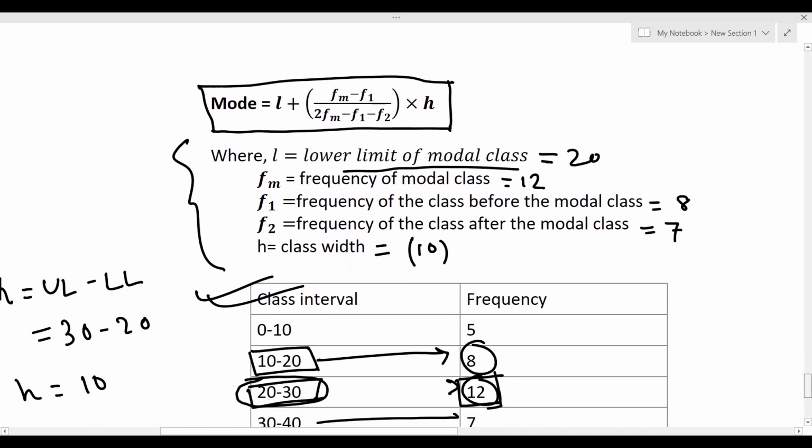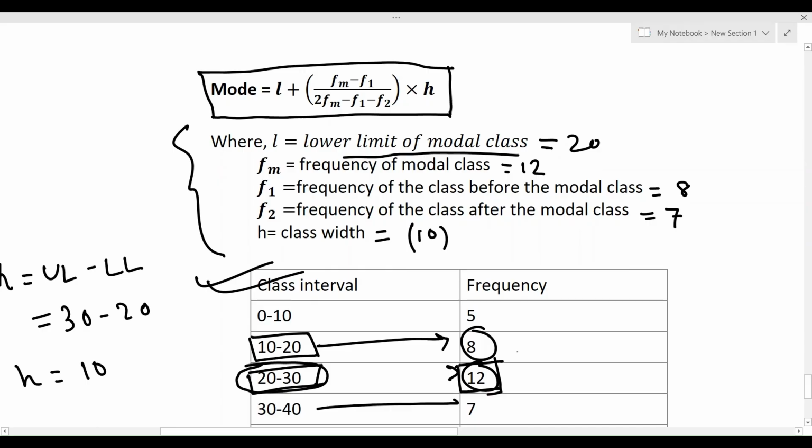So these are the steps to calculate mode for grouped data. First we need to detect the modal class, then we have to find out all these values, that is L, Fm, F1, F2 and H, and then we have to put all these values into the formula of mode. So it is very easy to calculate. I hope all of you have understood how to calculate mode for grouped data.